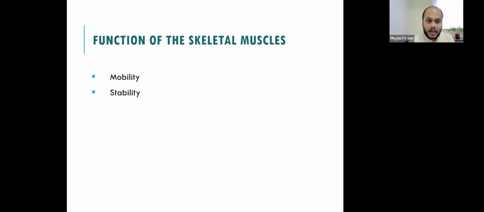And the last one is the stability component. What do I mean by stability? With mobility, there is also a concept of stability, which basically means that when a joint is being moved, or when a muscle is trying to perform an action, the forces that the muscle produces need to be stabilized. Why is this important? Because the muscle may not always be acting in the same plane. So there are chances that the force the muscle is producing can be destructive in nature.